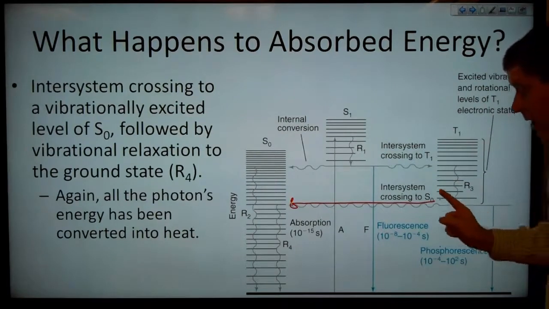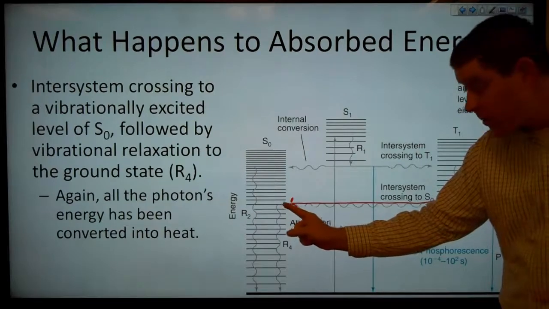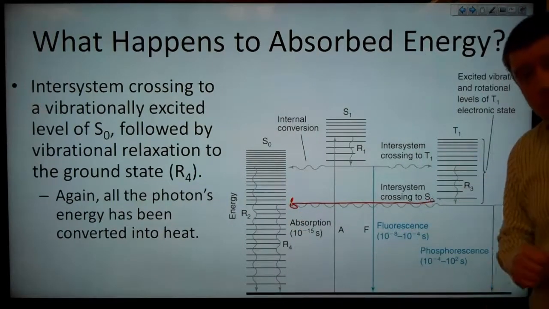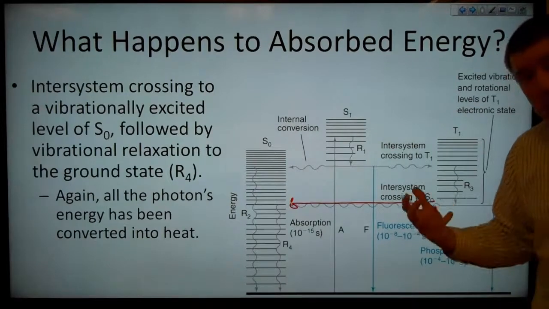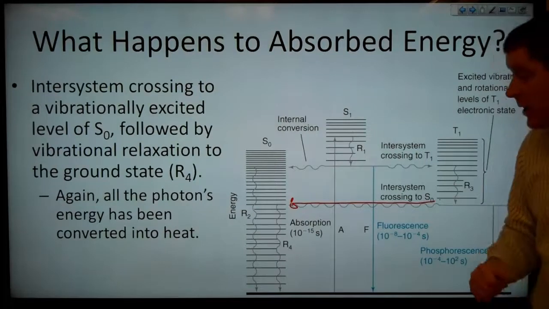intersystem crossing to the triplet state, back down, some energy has gone out as heat, then an intersystem crossing back to the singlet, now the S0 state, and then vibrational relaxation, that heat goes out into the bulk again. So again, in this case, all of that energy has gone out into the bulk as heat.